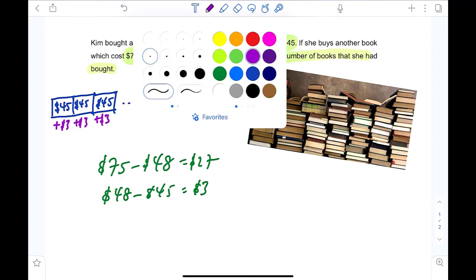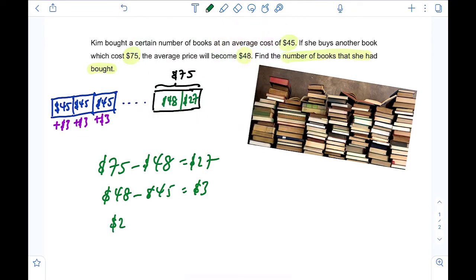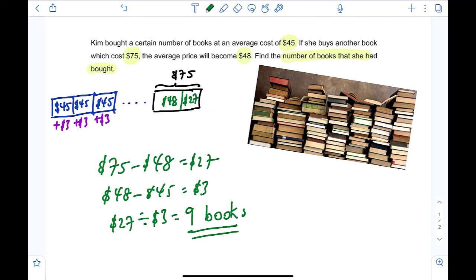Alright, so the last step is just a simple division. So 27 divided by $3. And we will be able to increase the average of 9 books. So the answer for this question will be 9 books that she actually bought.